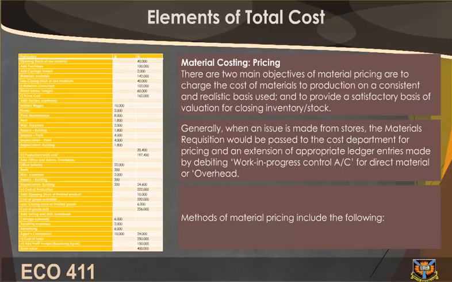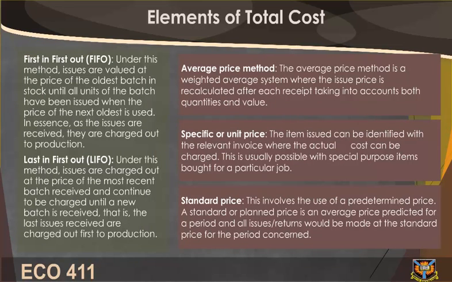Methods of material pricing include the following. First in, first out. Under this method, issues are valued at the price of the oldest batch in stock until all units of the batch have been issued, when the price of the next oldest is used. In essence, as the issues are received, they are charged out of production.